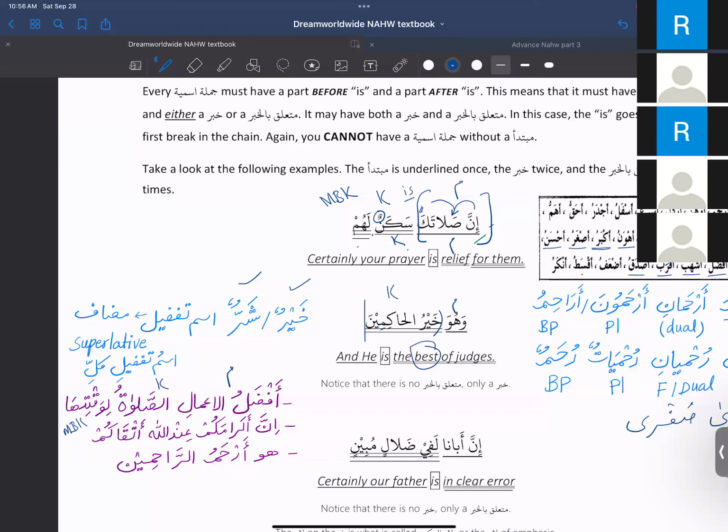Then next one. Inna akramakum indallahi atqakum.